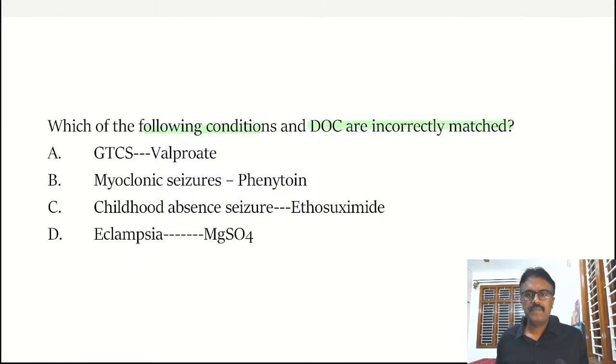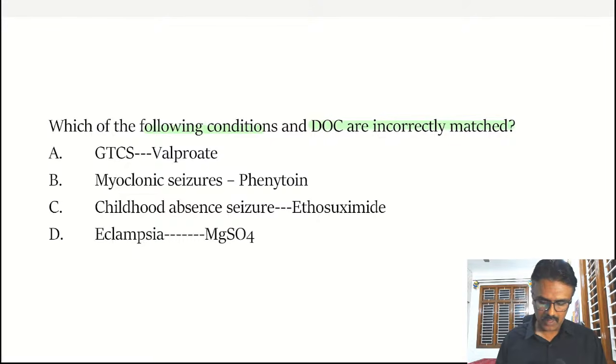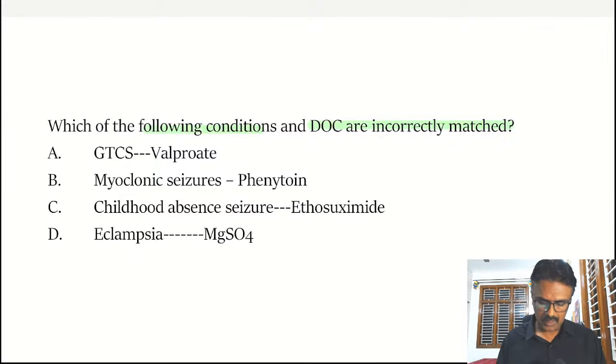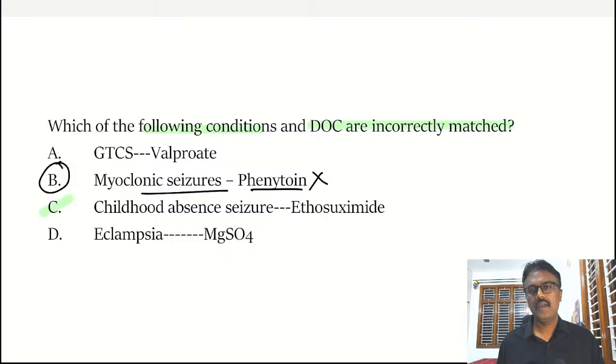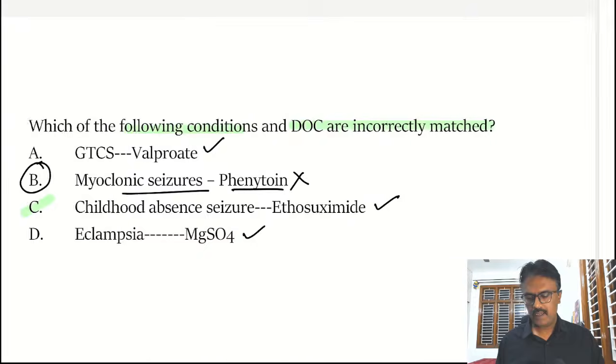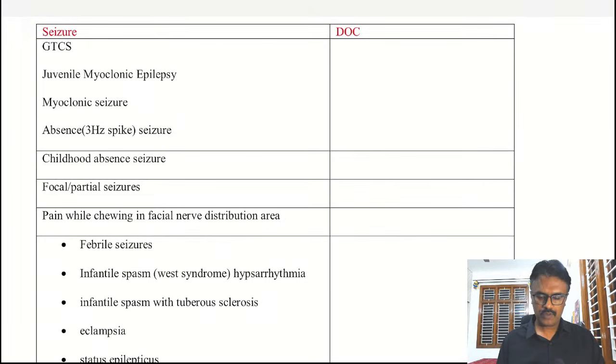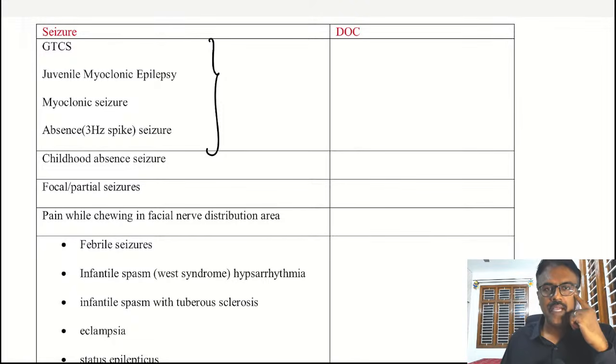Okay, so the answer for this question, the answer which is wrong, is option B, myoclonic seizure, phenytoin we don't give. Others are correct. So for GTCS we give valproate, childhood absence we give ethosuximide, eclampsia we give magnesium sulfate. Let us understand the drug of choice for all these: GTCS, juvenile absence.